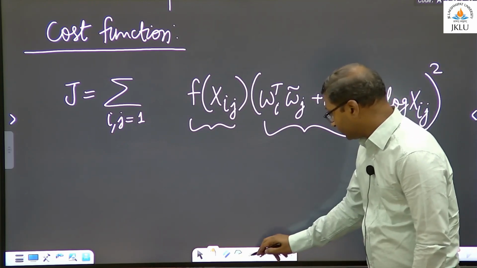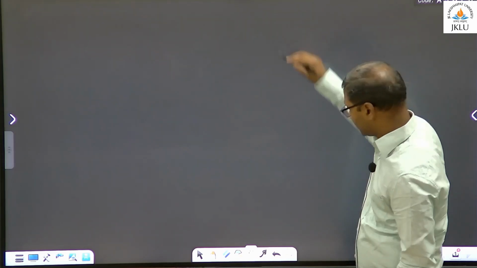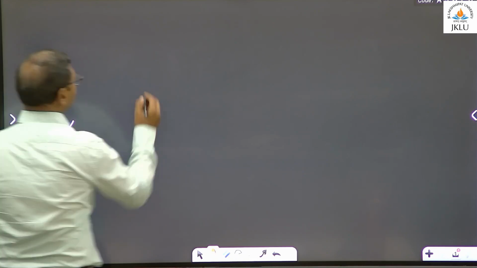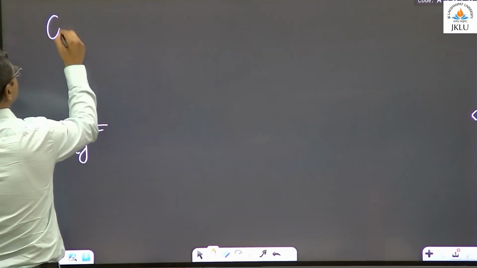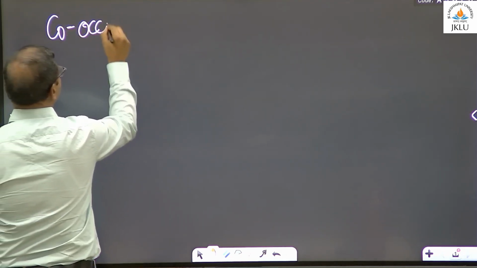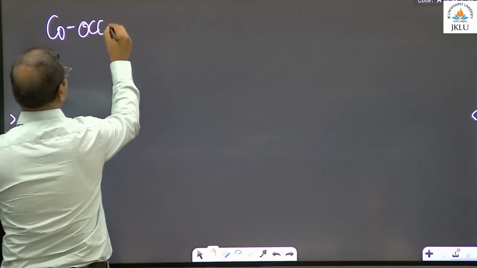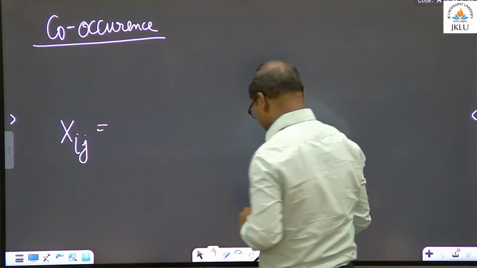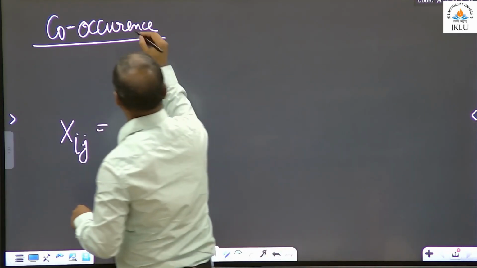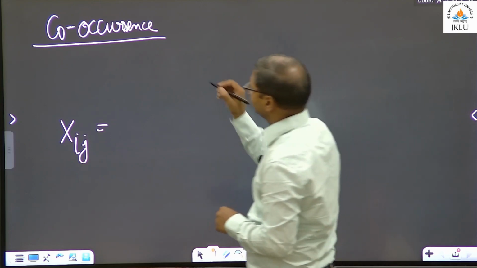So let's try to see what Xij is. So I'll come back to this equation. Xij is basically a matrix. Okay, it is called the co-occurrence matrix. Let me see if the spelling is right, or whether a double R will be there. Double R. So co-occurrence matrix. Okay.